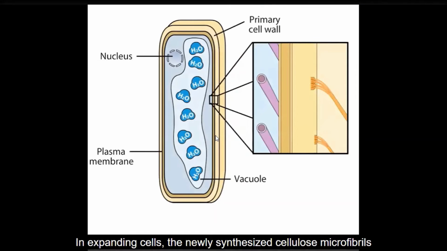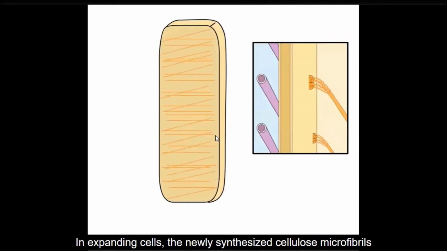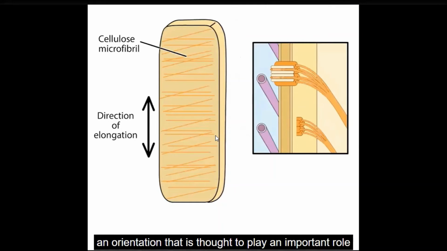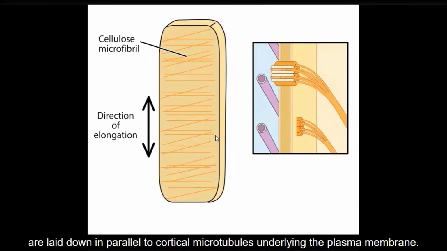In expanding cells, the newly synthesized cellulose microfibrils are deposited at right angles to the direction of cell elongation, an orientation that is thought to play an important role in determining the direction of further cell expansion. Interestingly, the cellulose microfibrils in elongating cell walls are laid down in parallel to cortical microtubules underlying the plasma membrane.